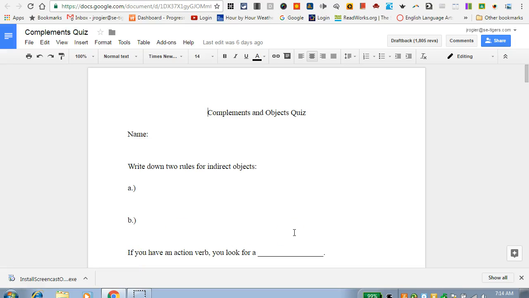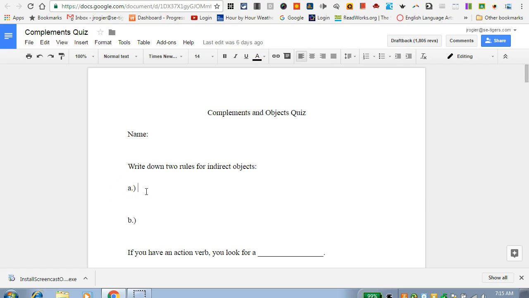I'm going through the complements and objects quiz. I'll go through each answer, what was expected from you, and then you will make corrections. This will go through an Edpuzzle, and the Edpuzzle will stop a lot, and you'll make corrections, and then you can get some points back on your quiz.